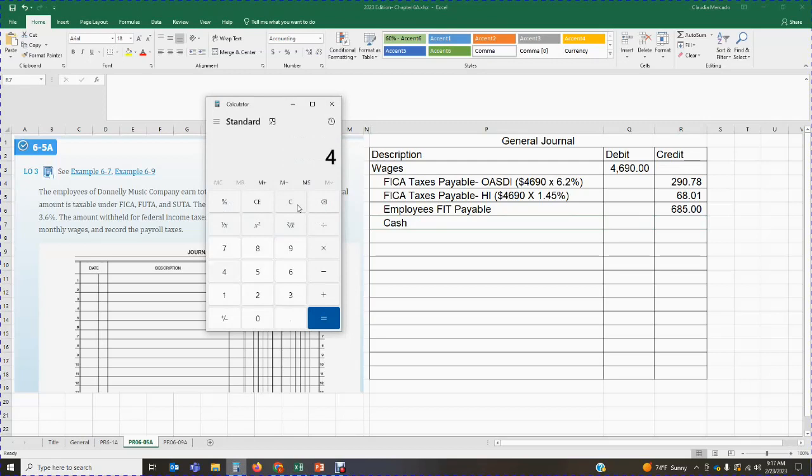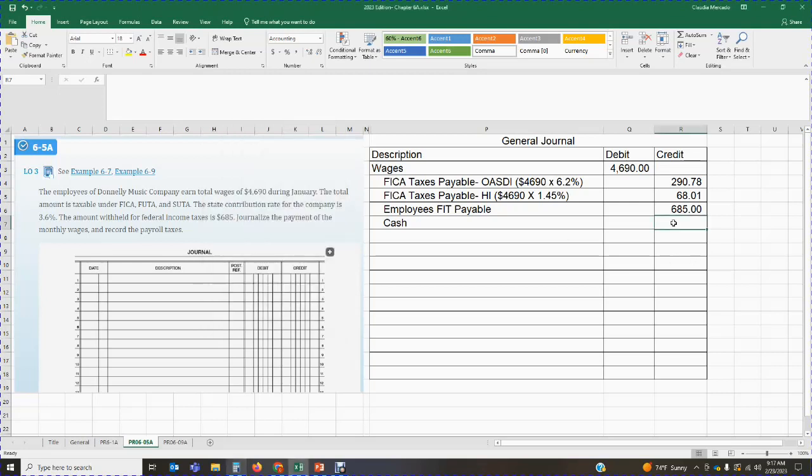So my employees earn $4,690 minus $290.78 of OASDI minus $68.01 of HI minus $685 of federal income tax. That means my employees are going to take home $3,646.21. Okay, $3,646.21. This is the take-home amount, okay?